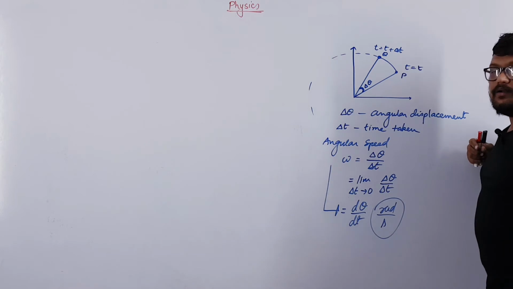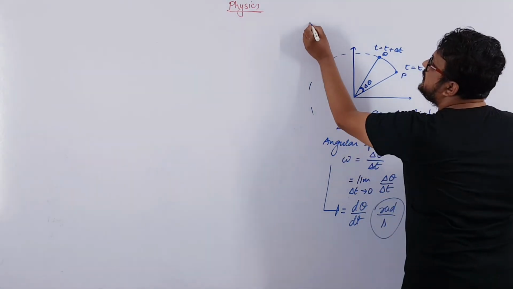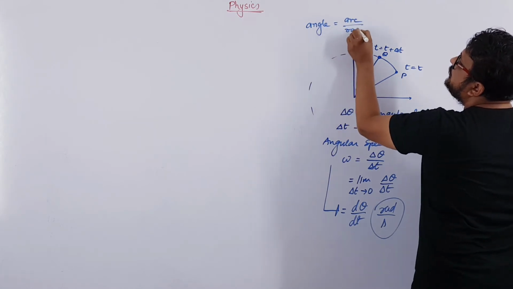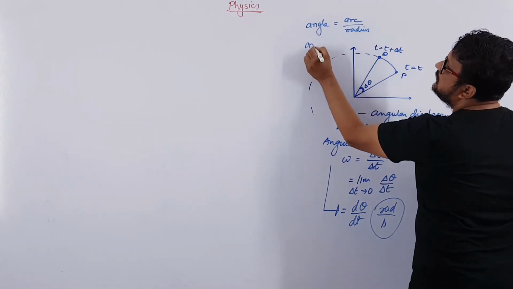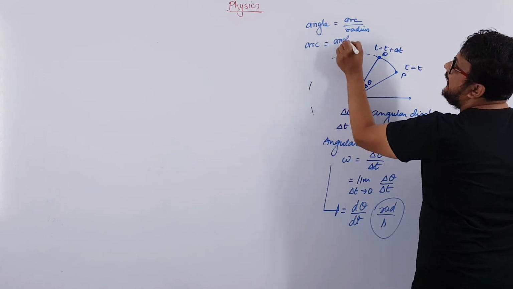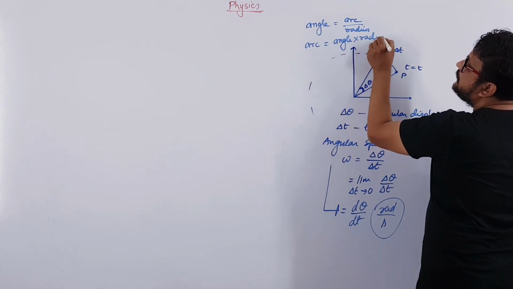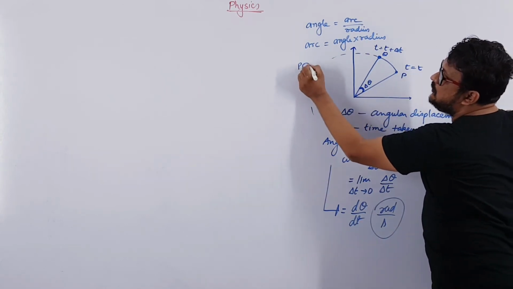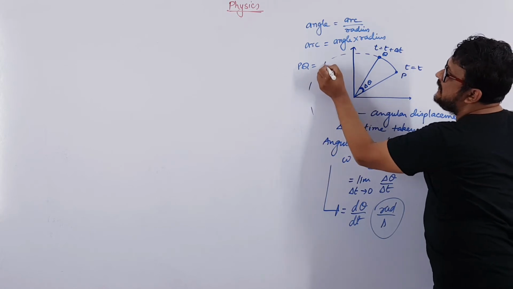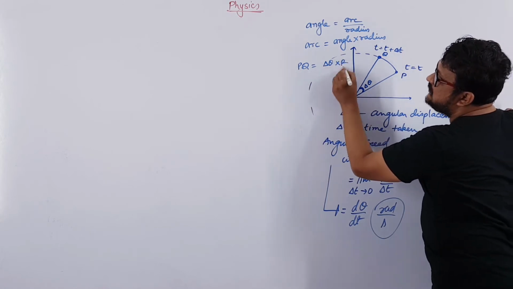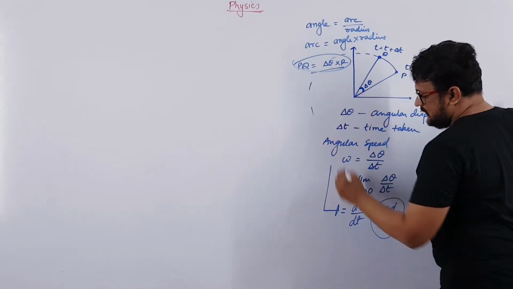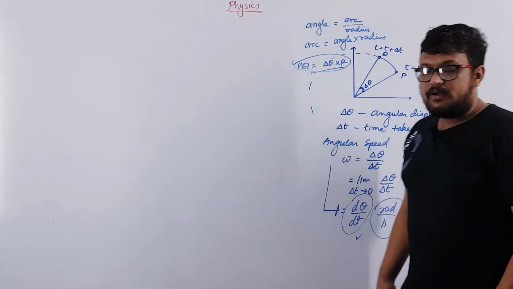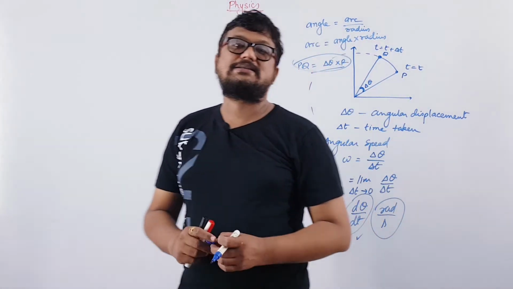So what is angle? We know that angle is equal to arc upon radius. So what will be arc? Arc will be angle into radius. So here arc is PQ, right? So arc PQ will be equal to angle, delta theta, into radius, suppose r. So delta theta into r. This equation and this equation you have to remember, right? This we are going to use now to derive another formula for centripetal acceleration.